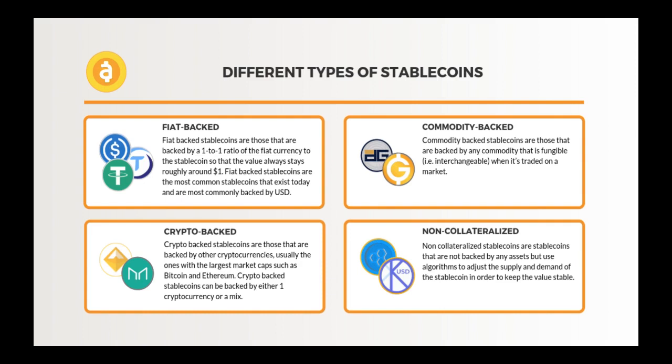Now, coming to the commodity collateralized stablecoins, these are backed by other kinds of interchangeable assets, and it's easy to guess what that asset will be. In most cases, it is gold. However, in some cases, the stablecoins are backed by oil, real estate, and various precious metals. But they fluctuate a lot as compared to stablecoins that are backed by gold.